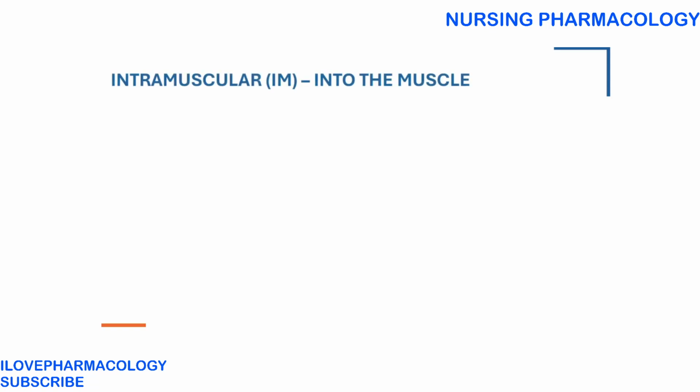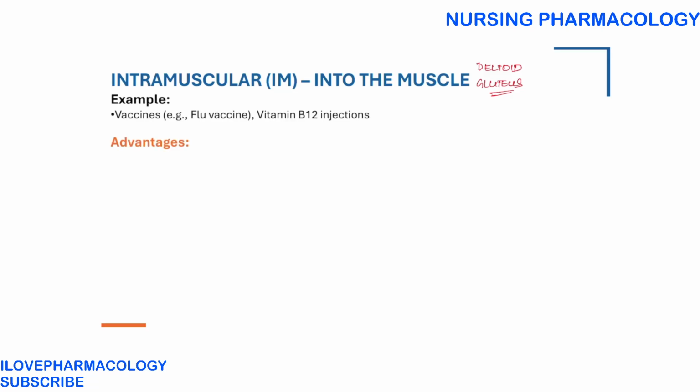So next, coming to the intramuscular route, where the drug is given into the muscle. Usually it is the deltoid muscle or the gluteus maximus muscle, gluteus medius. So here the examples are vaccines, the flu vaccines, vitamin B12 injection, diclofenac injection, etc.